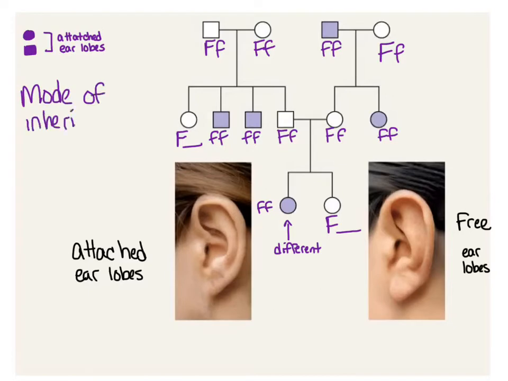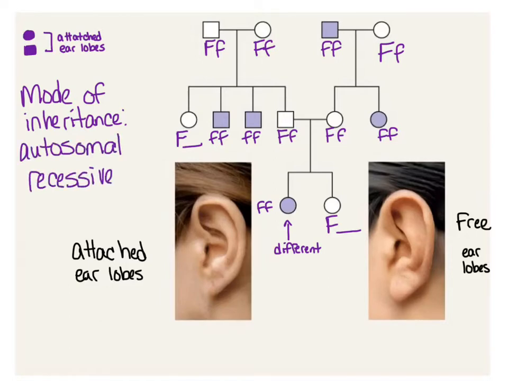And the mode of inheritance here would be autosomal, right? Because it's going to be on a regular chromosome, not the X or the Y. And we can see here that it's recessive. So the attached earlobes is going to be a recessive trait that is on a normal chromosome, not an X or a Y chromosome.